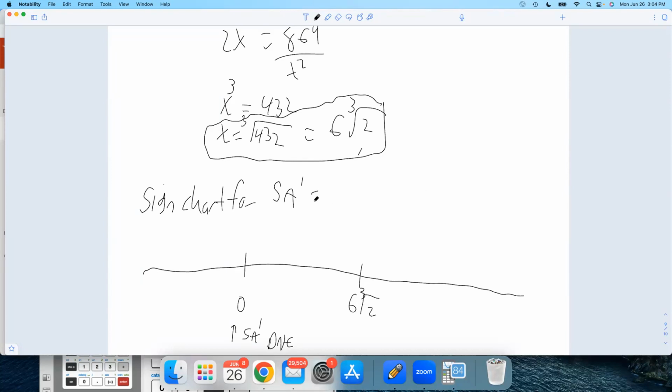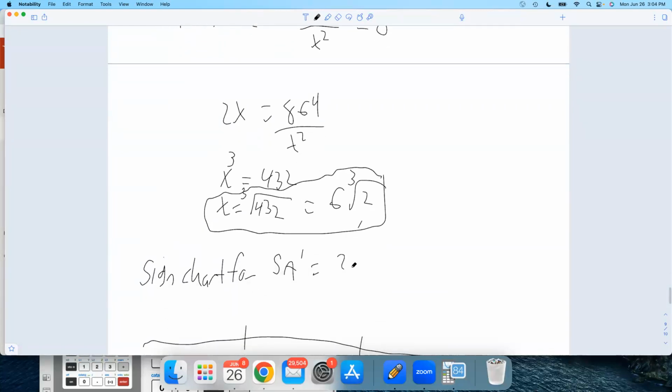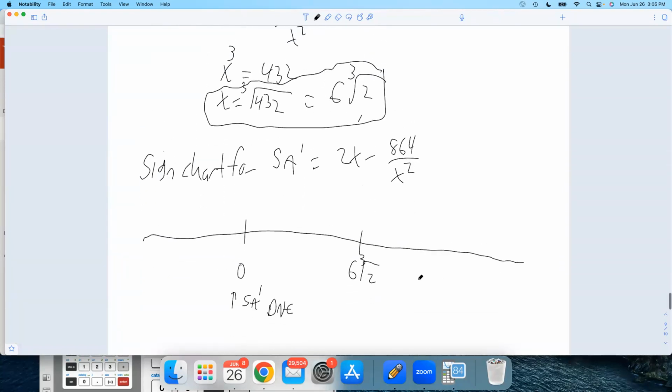And just remember the derivative here, let's rewrite it, was 2x minus 864 over x squared. Now, all I care about is positive or negative. That's all I care about. So I'm going to pick any x value in here. I'm going to pick 1. I can do this in my head. 2 minus 864, that's a negative. That means the function is decreasing from 0 to here. In this region, the original surface area is decreasing.